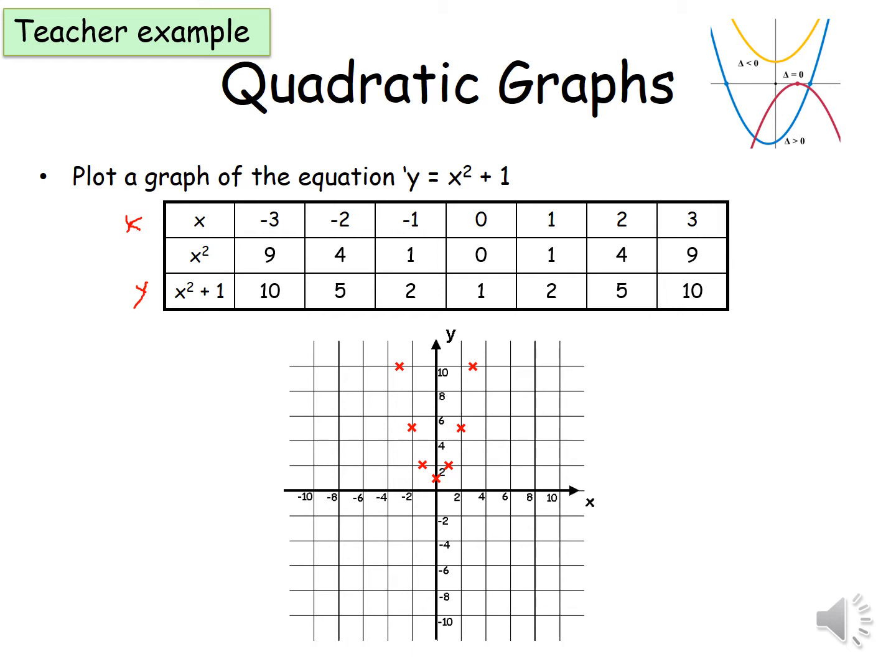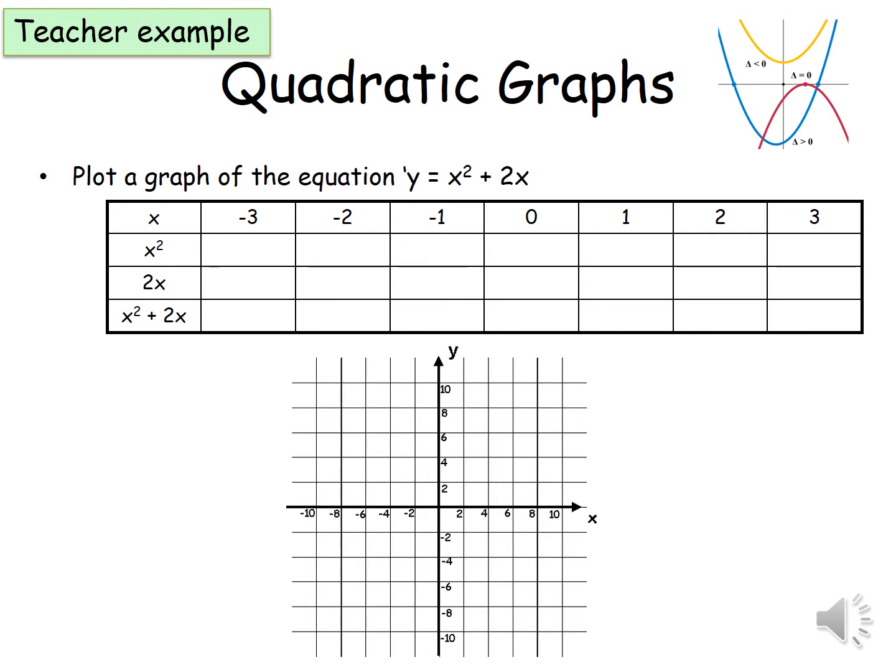Once you have plotted the coordinates for this equation, what you need to do now is make a curve like the following. And the last thing that you need to do is label what this quadratic graph is, which is y equals x squared plus 1.